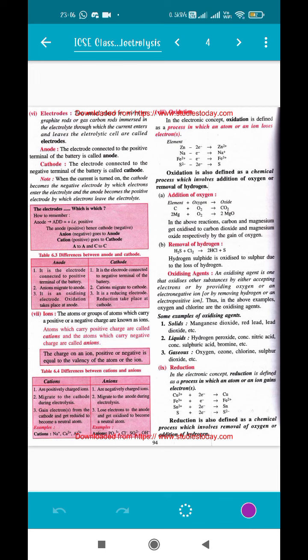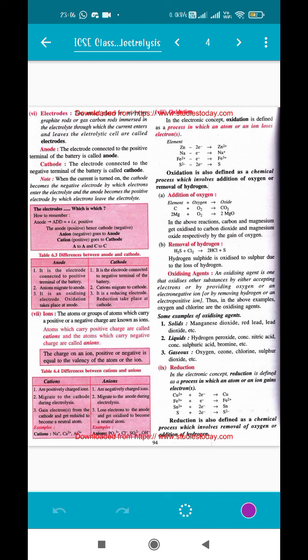They are dipped into the solution. They are not placed above it. They are dipped into the solution. And the electrode which is connected to the positive end is called the anode, and the negative end one is called the cathode. Very, very important. So which one is what and what are its differences? Let's see. Anode and cathode. Anode is the electrode connected to the positive terminal of the battery, and cathode is the electrode which is connected to the negative end of the battery.